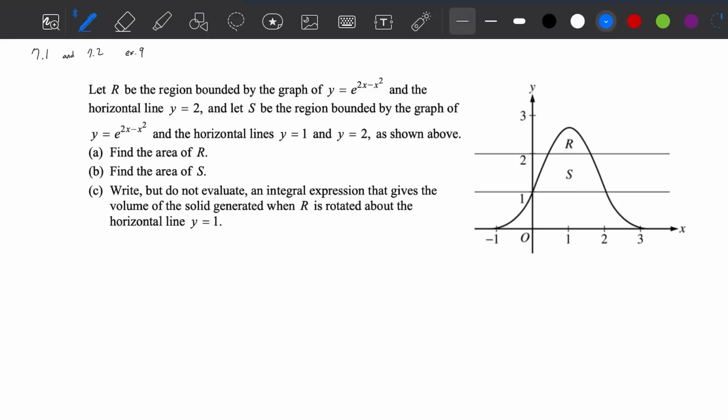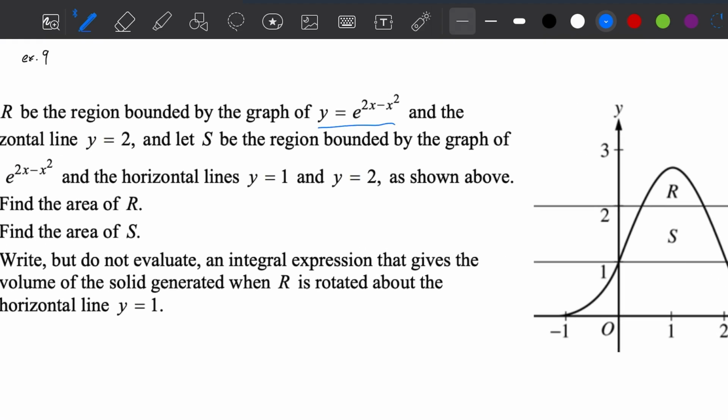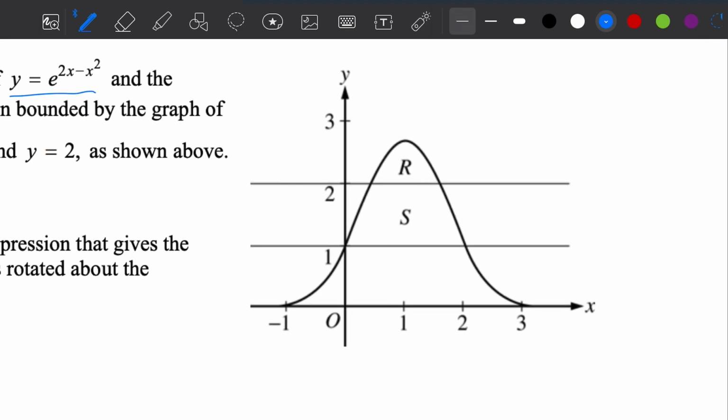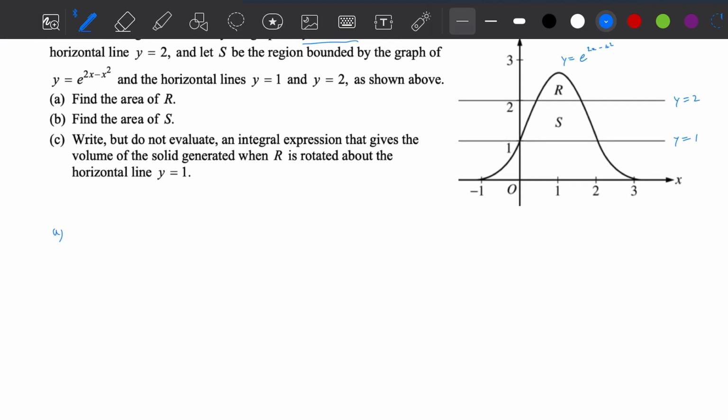Hey everyone, today we're going to be going over 7.1 and 7.2 exercise 9. Starting with the question, we are given a function y equals e to the power of 2x minus x squared, and the two regions R and S, bounded by this curve and various other horizontal lines. So if you were to break down each part, we see that this function is e to the 2x minus x squared, and then the lines y equals 2 and y equals 1. For A, we are asked to find the area of R.